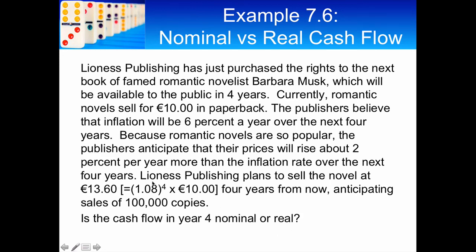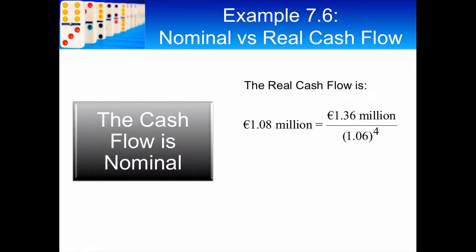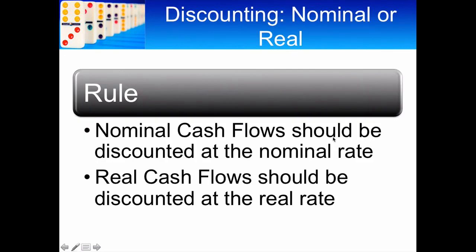Well, because this cash flow includes a component for inflation, it is a nominal cash flow. The equivalent real cash flow is the cash flow amount divided by 1 plus the inflation rate to the power 4. So the real cash flow is 1.08 million euros. The nominal cash flow is 1.36 million euros.